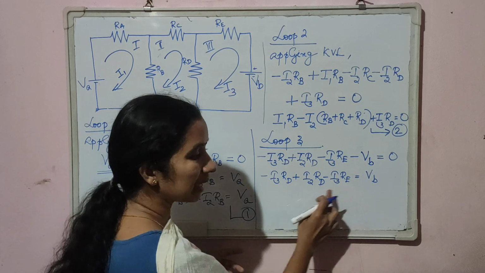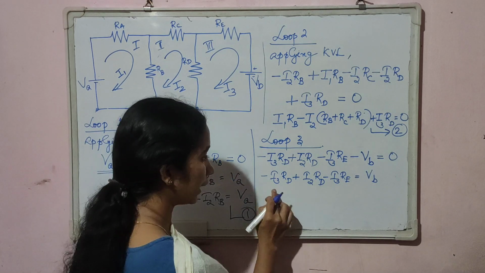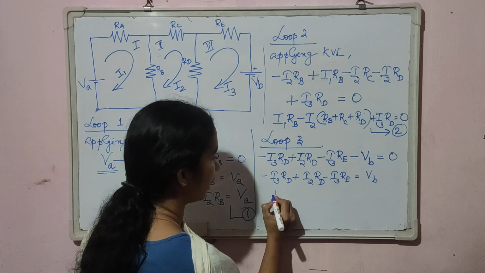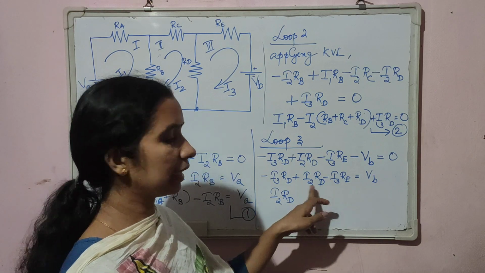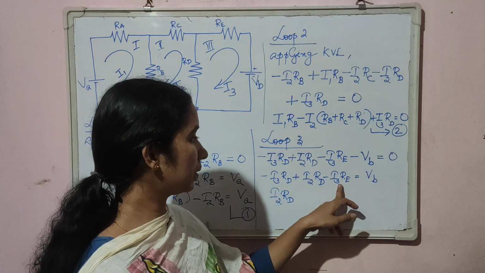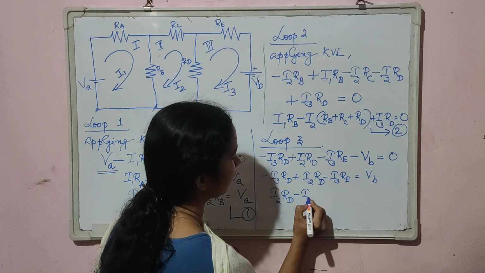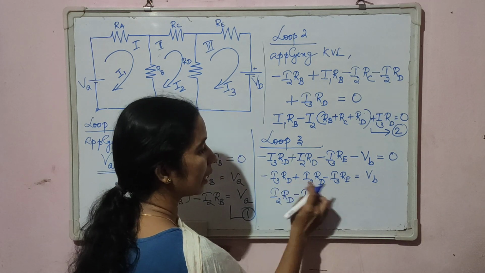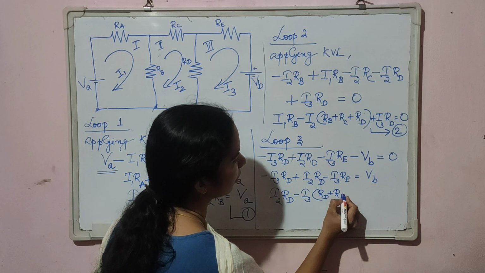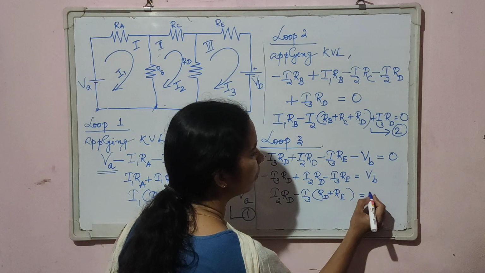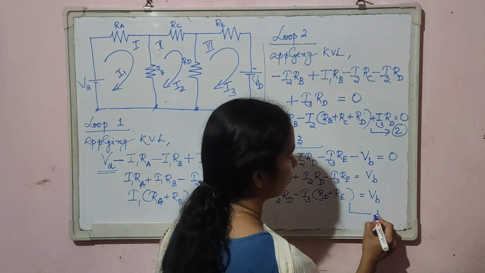So there is no term containing I1. So first write the term containing I2. Okay. So I2 into RD. So next is term containing I3. So there are two terms. Take minus I3 as common. So minus I3 into RD plus RE. Which is equal to VB. So this will be equation number 3.